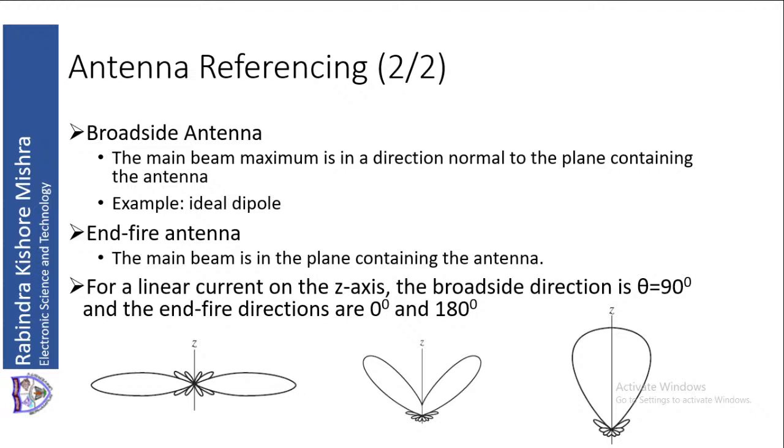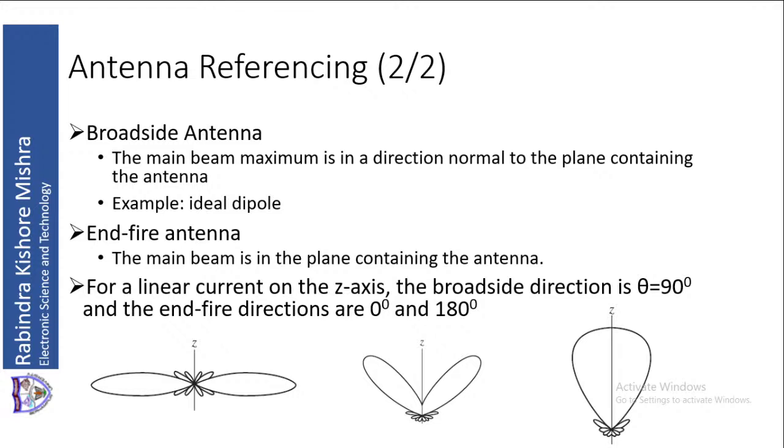So all others are intermediate types of antennas. Either they are end fire or broadside, these are two extremes, or they are between these two extremes. All other antennas will be between these two extremes. They may not be end fire or broadside, but they will be between these two extremes.